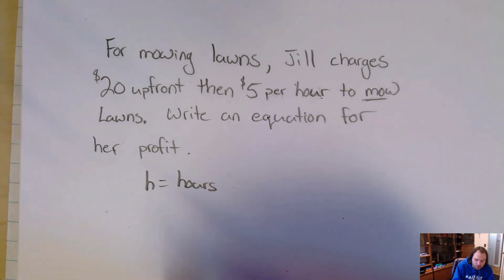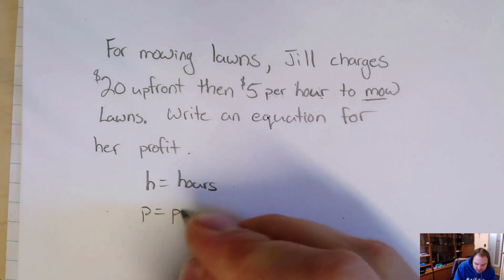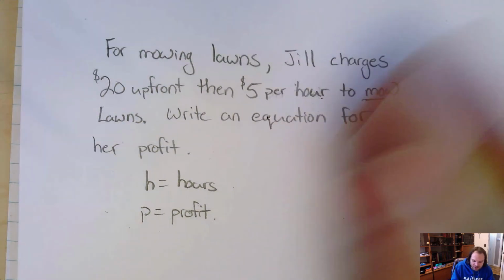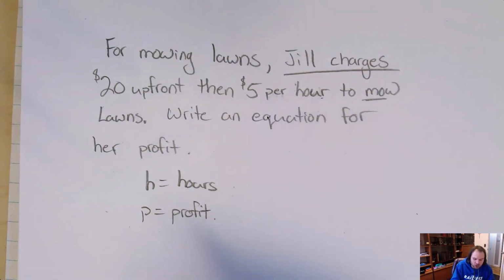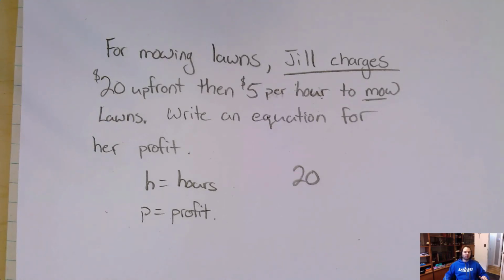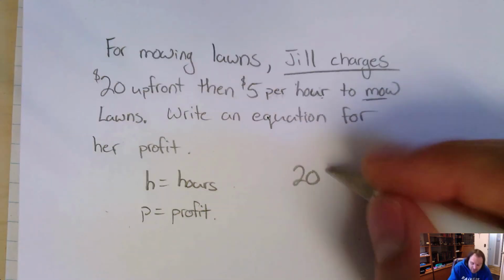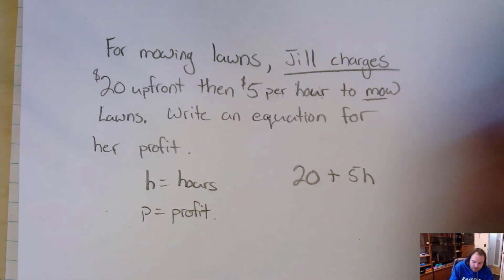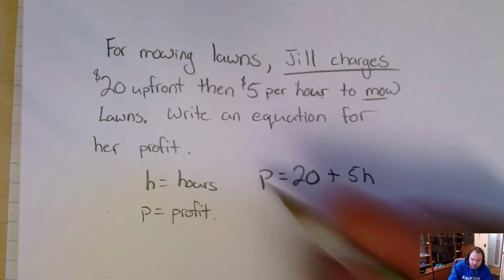And then we want to know her profit. P is equal to profit. So if I look at this, we're looking at Jill. Okay? Jill charges $20 up front. So no matter what, she's charging $20 to come there and mow the lawn. Then she's charging $5 per hour to mow the lawn. So what are we doing? Am I taking away $5 per hour? Is she reducing $5 an hour, or is she increasing it? She's increasing it by $5 per hour. So $5 an hour. Okay? And that is what her profit is equal to.